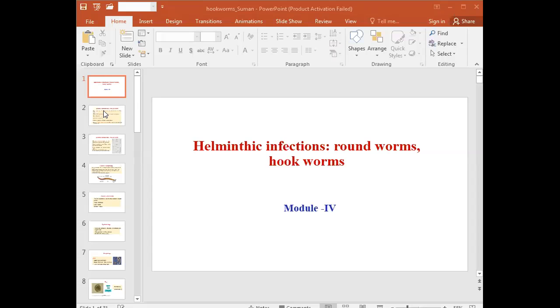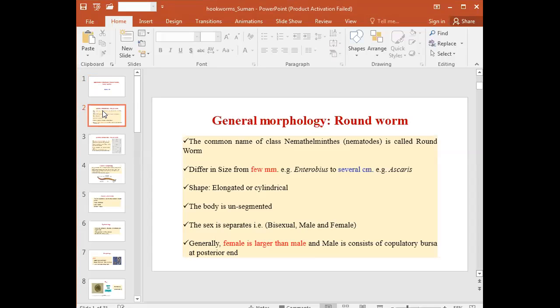So first I will start with the roundworms. If you look into the general morphology of the roundworms, you will see that the common name of the class, that is Nemathelminthes, is known as the nematodes. And in this class, the parasite is known as roundworms. One of the parasites that falls in this particular class is Ascaris.